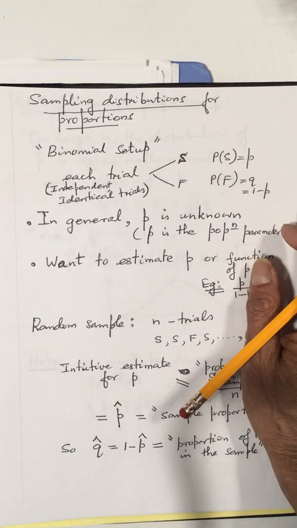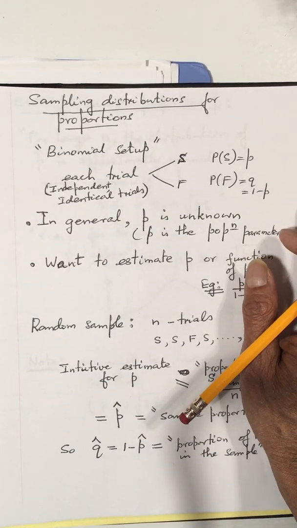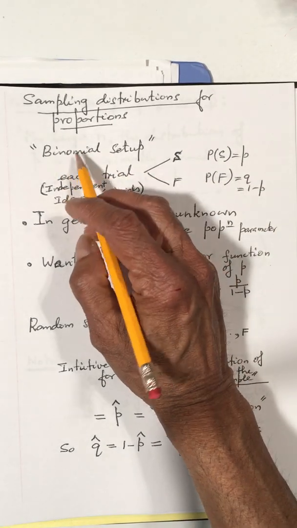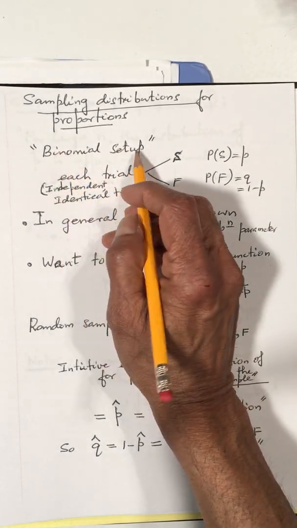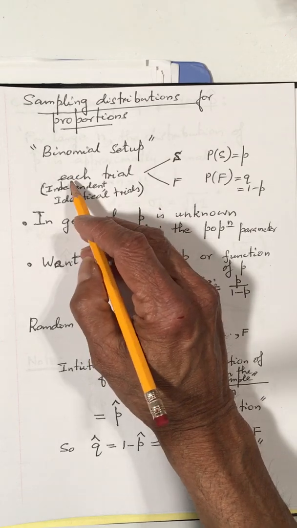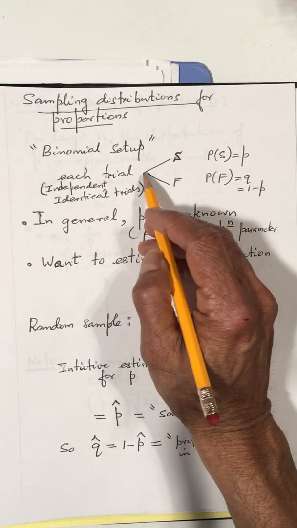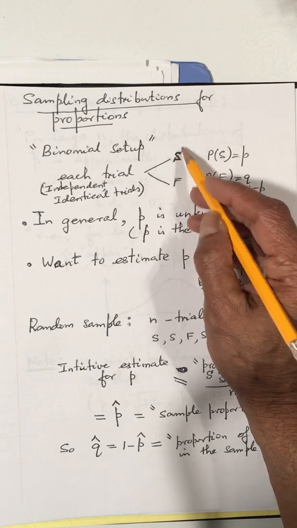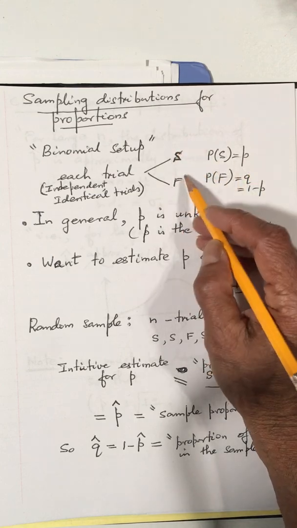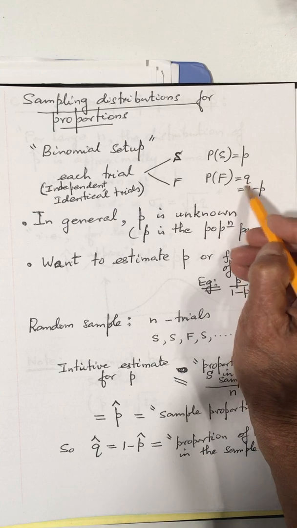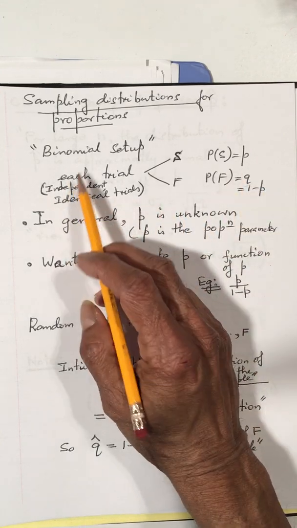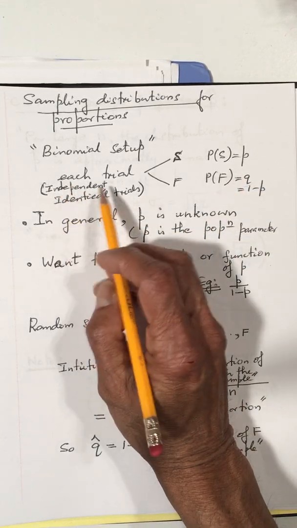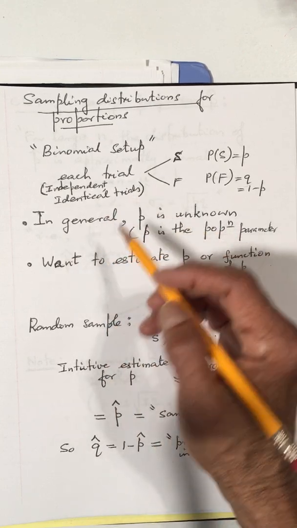This is the sampling distribution for proportions. So it's pretty much the binomial setup we have seen before. In other words, each trial has two possible outcomes, success or failure. The probability of success is P and the probability of failure is 1 minus P, which is Q. The trials are independent, identical trials.